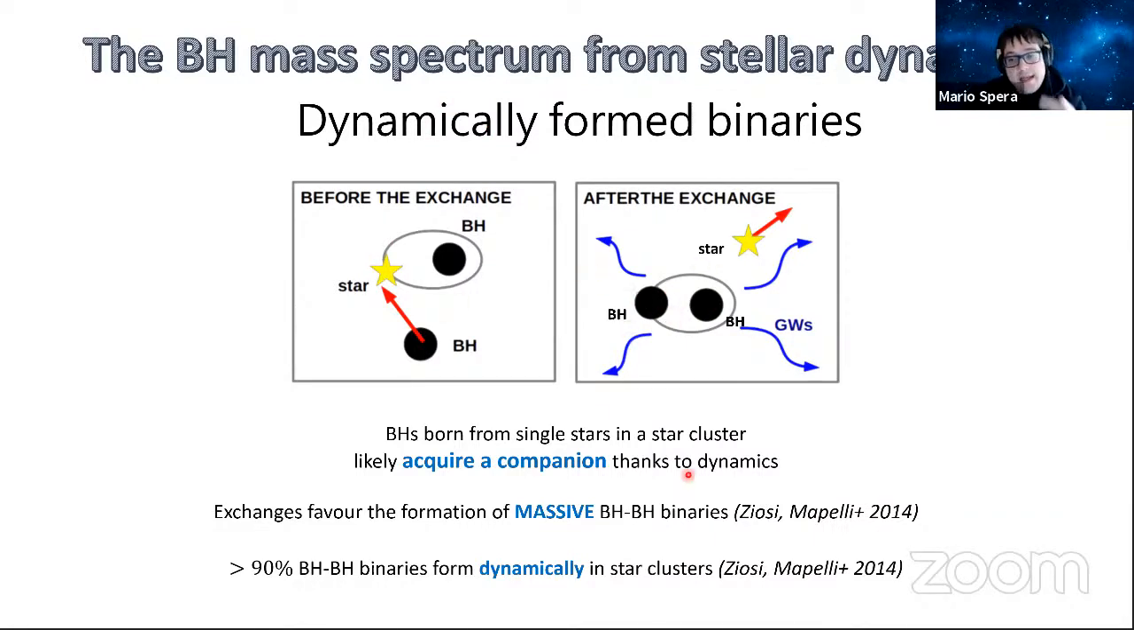This is, of course, not an exotic scenario, because we know that black holes are particularly efficient in acquiring companions via dynamical exchanges, because they are among the most massive objects you can find in a star cluster. And exchanges tend to favor the formation of more massive binaries with smaller semi-major axes, simply because the final configuration represents a lower energy state, a more stable or energetically convenient configuration. We showed that more than 90% of binary black holes form via dynamical exchanges in star clusters.